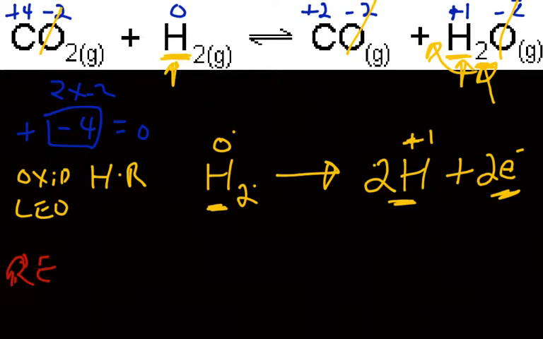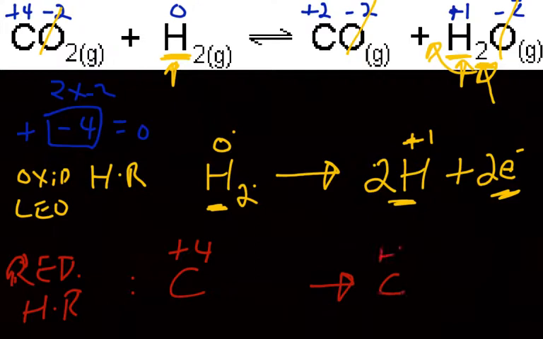Okay, RED for short. Alrighty, reduction half reaction. Now, who got reduced? We know it's not oxygen because nothing happened to him. We know it's carbon. So carbon plus 4 got reduced. And what did he turn into? He turned into carbon plus 2.